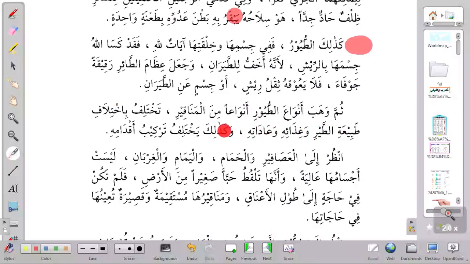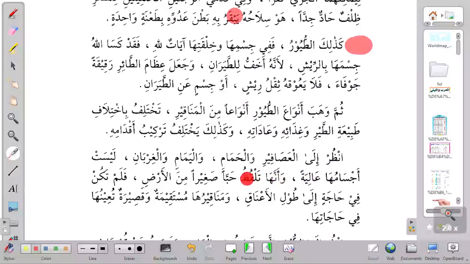Wa kazalika yakhtalifu tarkibu aqdamihi, and that is how the tarkib of the aqdam, the arrangement of the feet, also differs. Unzur ila al-asafir, look at the asafir. Asafir is the plural of usfur, which means sparrow. So look at the sparrow, wal hamam, and then the dove, wal yamam, and then the pigeon, wal girban, and then the crow. Laysat ajsamuha aliyatan, their bodies are not high, meaning they are short.